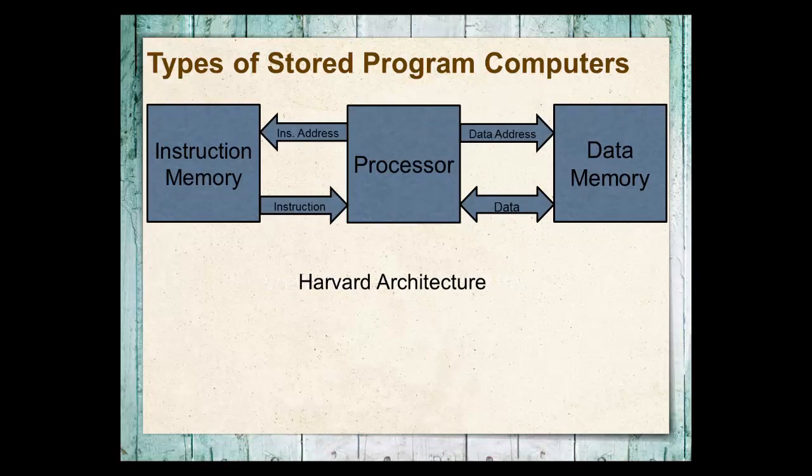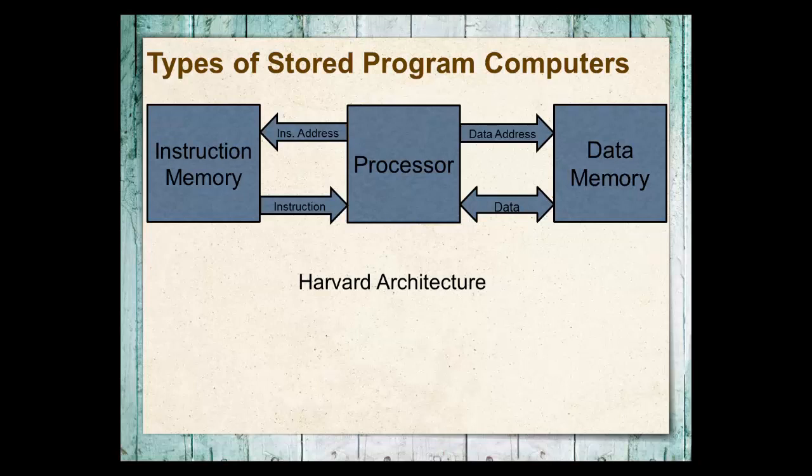The Harvard architecture separates out instructions from data. It still has an address bus, but it actually has two address buses. It has a data address and an instruction address. The processor knows if it needs an instruction or the data. It can actually call data at the same time as the instruction, so it's much faster at executing.